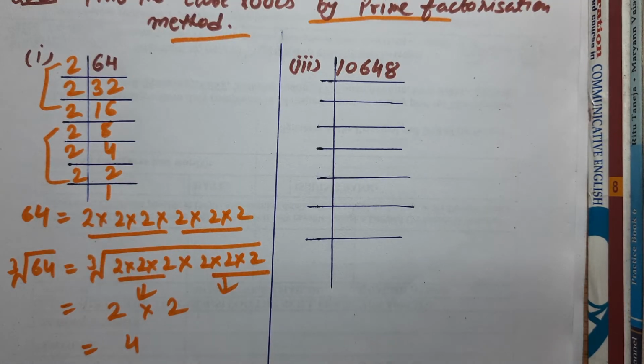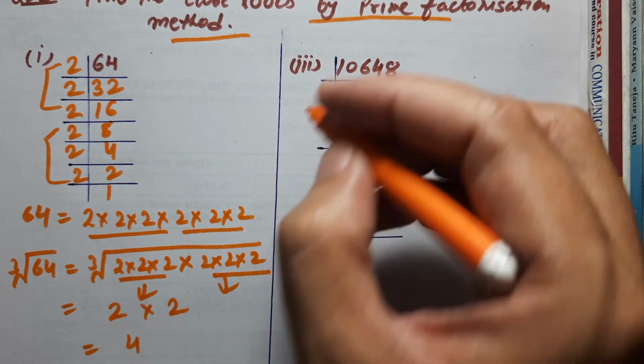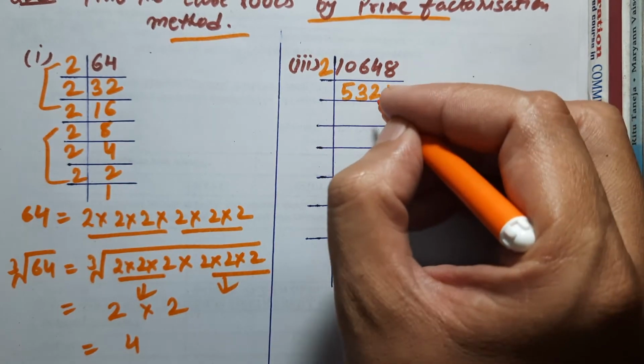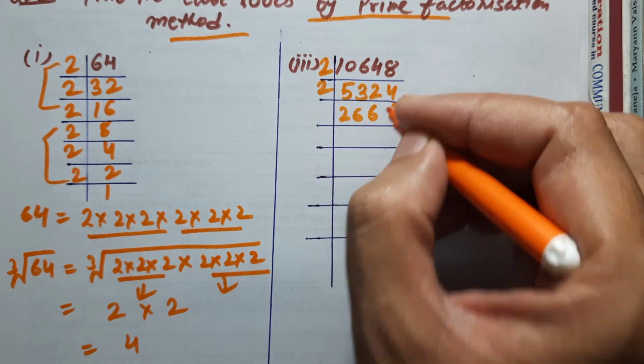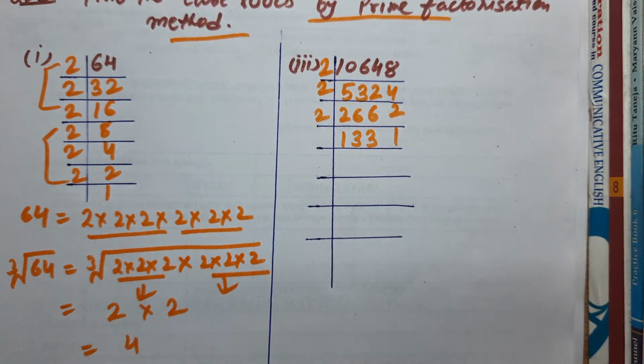Okay children, now doing the third part. It says find the cube root of 10,648 by the prime factorization method. Again, the unit digit is 8, so by the divisibility test it will be divisible by 2. 2 5s are 10, 2 3s are 6, 2 2s are 4, 2 4s are 8. Again divisible: 2 2s are 4, 2 6s are 12, 2 6s are 12, 2 2s are 4. Again divisible by 2: 2 ones, 2 threes, 2 threes, 2 ones. Now the unit digit is 1, so it is not divisible by 2. The sum of the digits is 10, so not divisible by 3. By checking, we can see that it is not divisible by 2, 3, 7, 8, 9, 10.